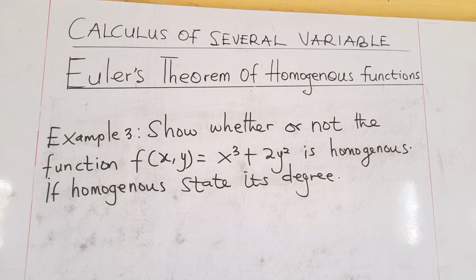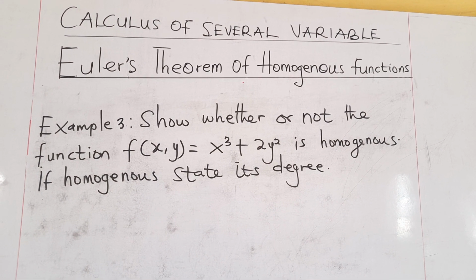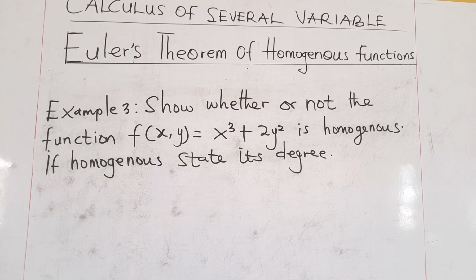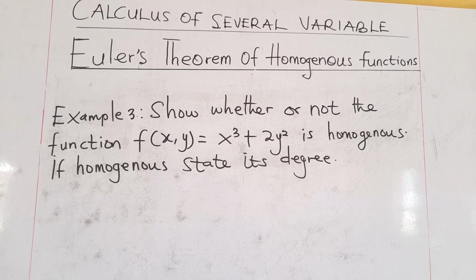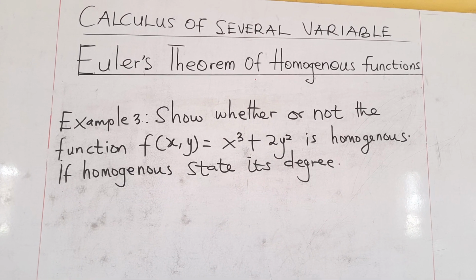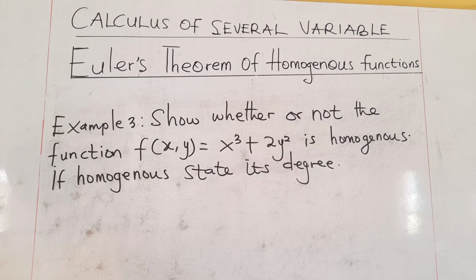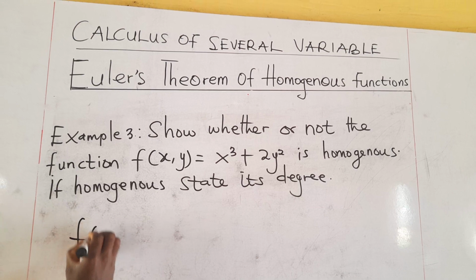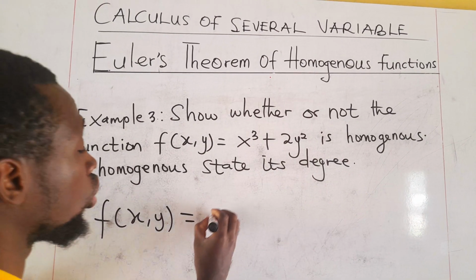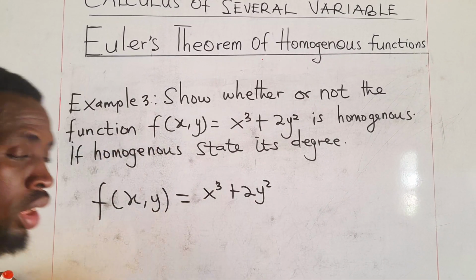So let's look at our third example. It says show whether or not the function f, which is dependent on two variables x, y, equal to x cubed plus 2y squared, is homogeneous. If homogeneous, state its degree. So very interesting one. Immediately we see that we are going to use Euler's theorem of homogeneous functions to determine that. So our function, which is dependent on x and y, is equal to x cubed plus 2y squared.